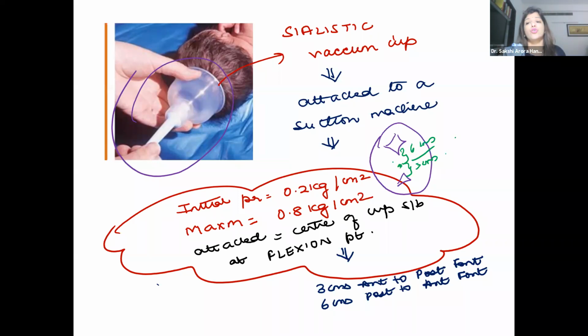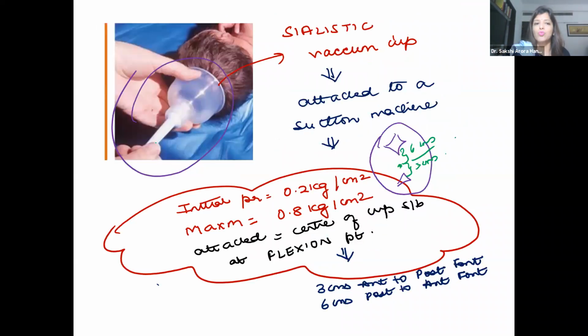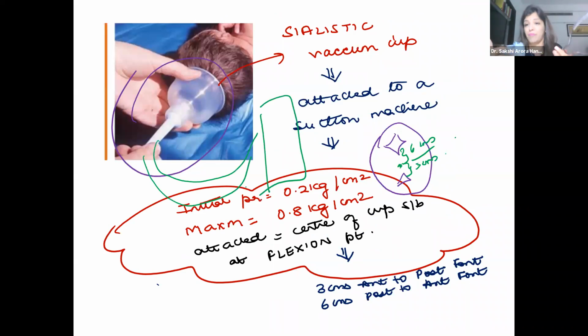Why have I shown you this image? I don't expect them to give you this image. This is very simple. They may give you an image like this. This is a portable vacuum cup, which is called an Omni cup, right? Normally the vacuum cup has to be attached to a suction machine and then pressure would be generated, and this is too bulky to carry from one place to another. This will be there in the labor room. You cannot carry it anywhere.